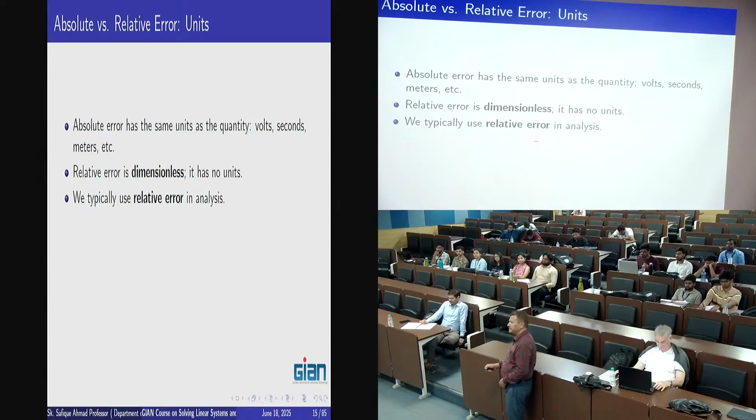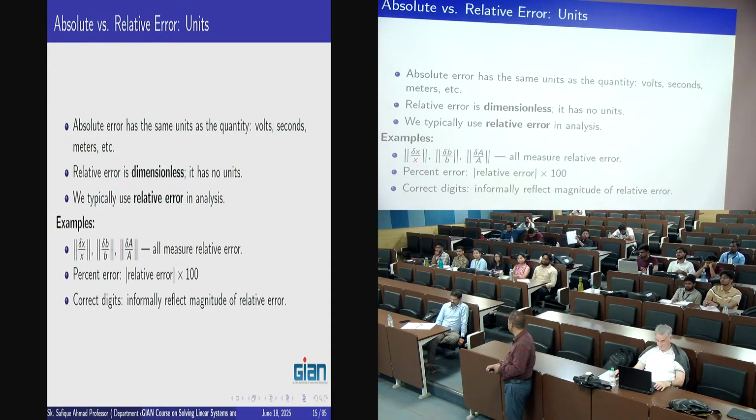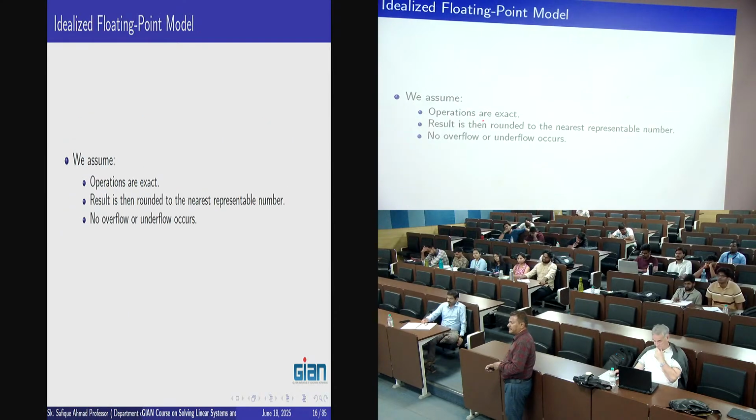In this technique, we use relative error instead of absolute error. This is the reason. This is the error and this is the exact value. This is the relative error, and if you change the entries of the matrix, this is your requirement. All measure relative error, the percentage of error, correct digits information. The operations are exact, and the result is then rounded to the nearest. Your overflow and underflow kind of things won't happen.